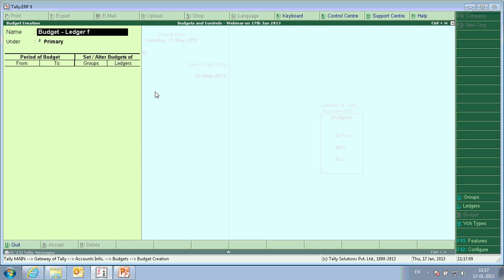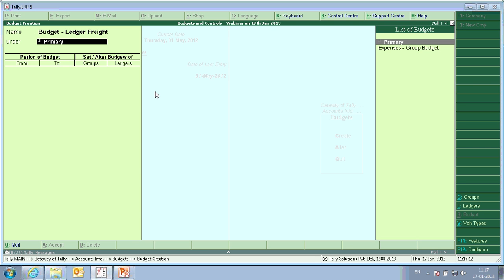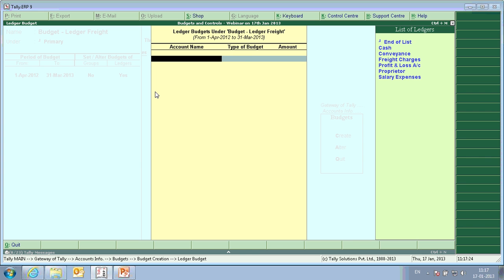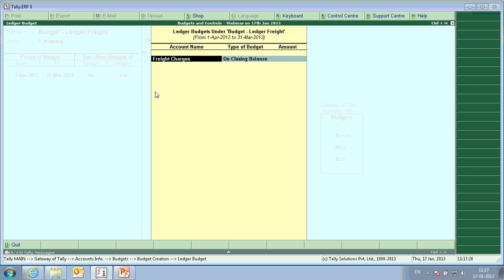So here also I'll just fix it for the year. Now I'll not touch group. I'll go for ledger. I'll say ledger yes and select the ledger according to me: freight charges. So I can say closing balances or net transaction here also. Let us say 10,000 is my total expenses for freight charges I have budgeted, and saving it.